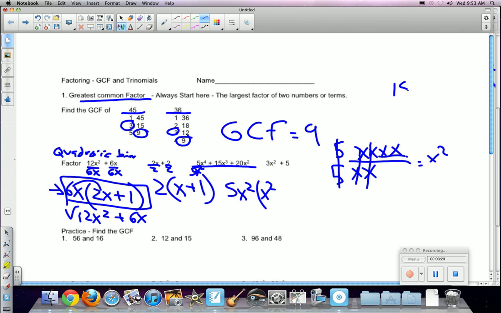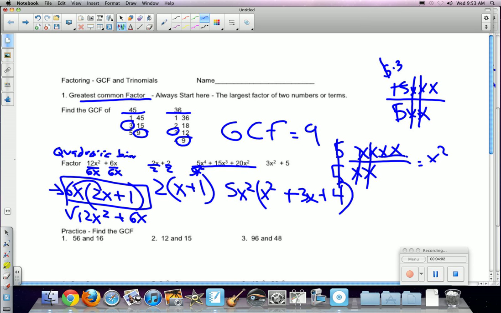Now let's look at this one, 15x over 5x squared. I'm going to break this up into 5 times 3, 5 divided by 5 is 1, and I'm left with 3 and x. So plus 3x plus 4. So now that's factored, right? Woohoo!